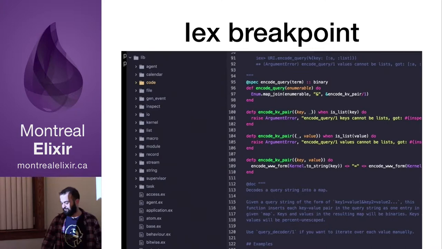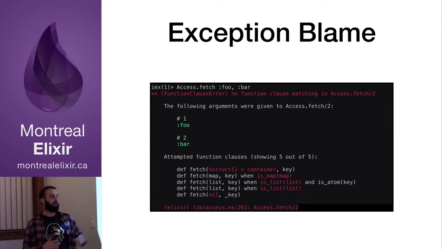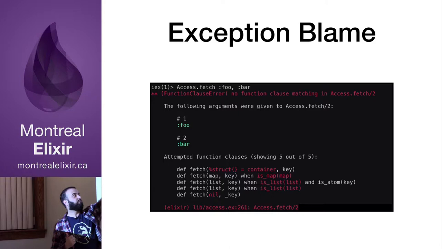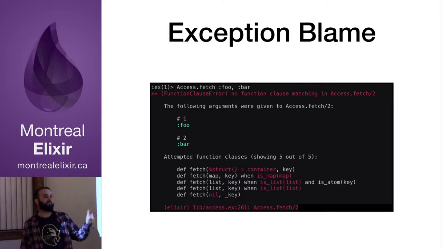Also, exception blame. It's one of my favorite features ever in Elixir. Basically, when I call a function and it fails the pattern matching, it prints in a pretty way why it fails. Saying, like, I tried to call Access.fetch with foo bar. The first clause didn't match the first argument. The second definition doesn't match the guard. The third too. And the last one didn't match nil. This is awesome for debugging because mostly in Erlang, when you have a function clause error, you are blind there. You know that it doesn't match, but you have to look for why.